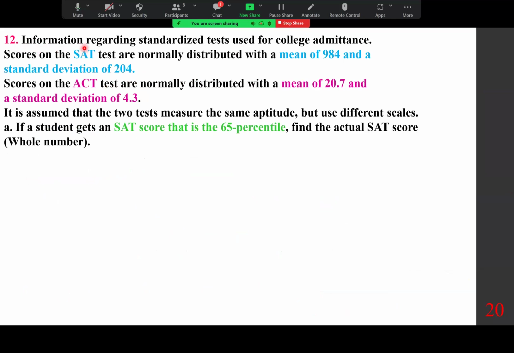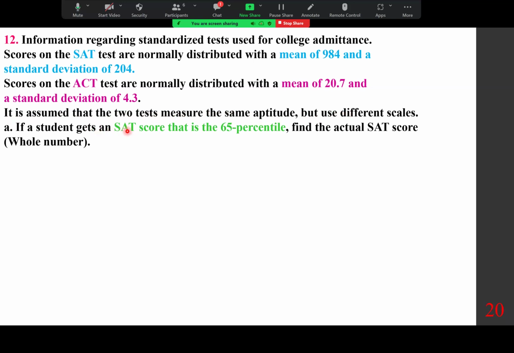Number 12, information regarding standardized tests used for college admittance. Scores on the SAT test are normally distributed with a mean of 984 and a standard deviation of 204. Scores on ACT tests are normally distributed with a mean of 20.7 and a standard deviation of 4.3. So those are pieces of information. It is assumed that the two tests measure the same aptitude, but use different scales.